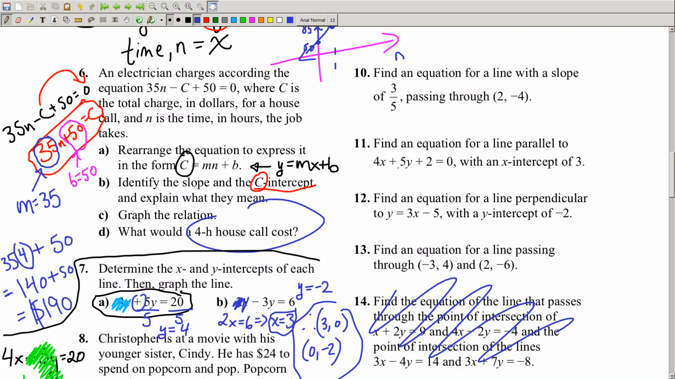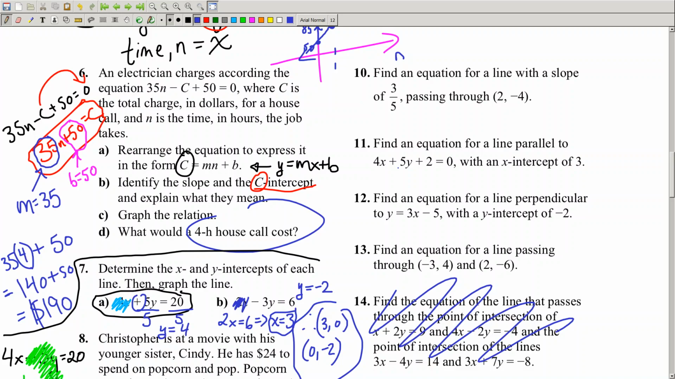All right. Today what we're going to do is find the equation of a line, and we're going to have 4 different scenarios. We're going to have a slope and a point given. We're going to have parallel or perpendicular lines and an x-intercept or a y-intercept given. We're going to have the equation of a line and 2 points given. So this is going to be fun.